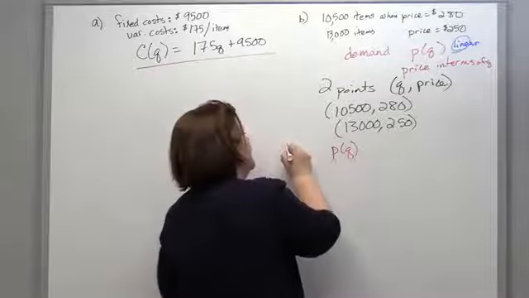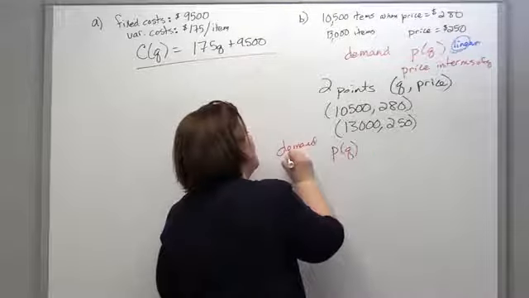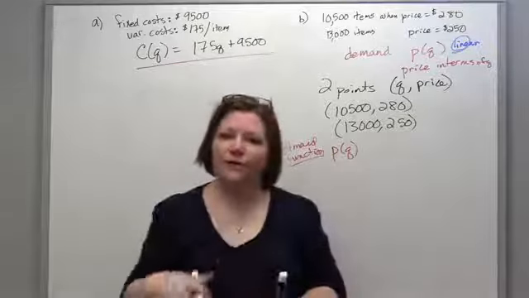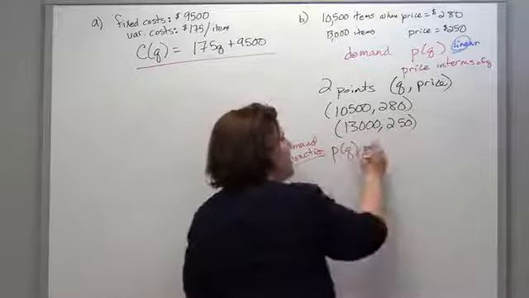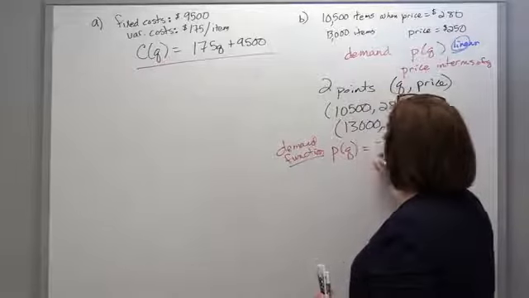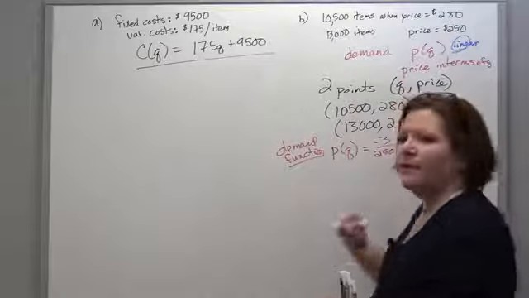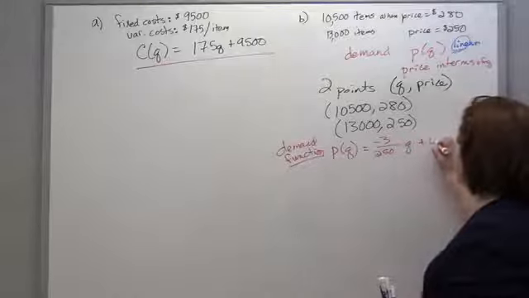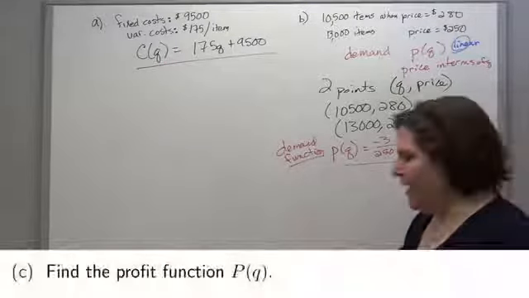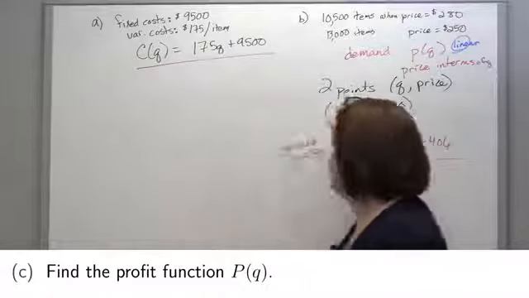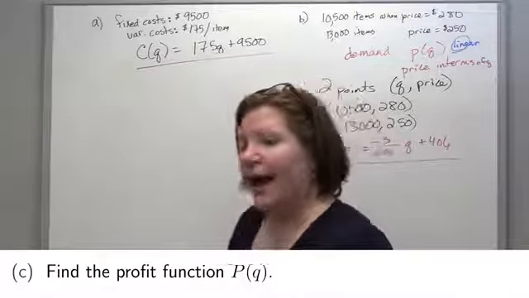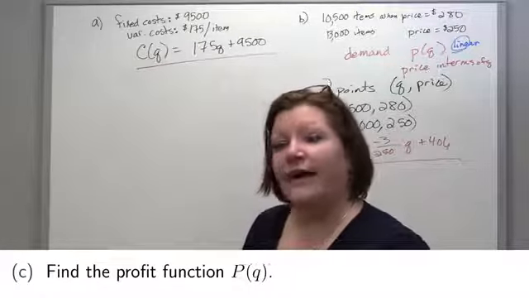Our demand function, when we do the algebra, figure out the slope with change in y over change in x and all that fun stuff, we get -3 over 250 Q plus 406. The next several parts of this problem, now we're going to use all of this information and put this together. And in part C, we're asked to find the profit function.